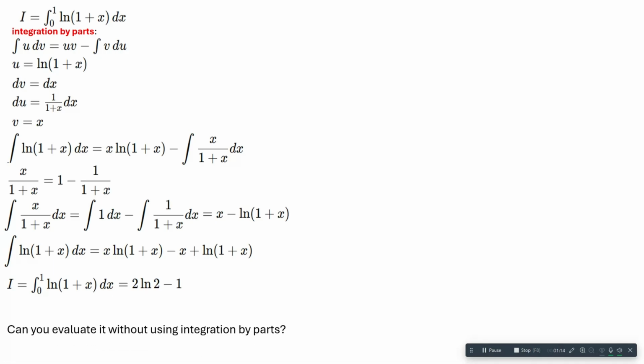Can you evaluate this integral without using integration by parts? Using integration by parts is the most convenient, easiest way, but not using it poses a challenge. Let's see if we can evaluate this integral without using integration by parts. Let's do the double integral.